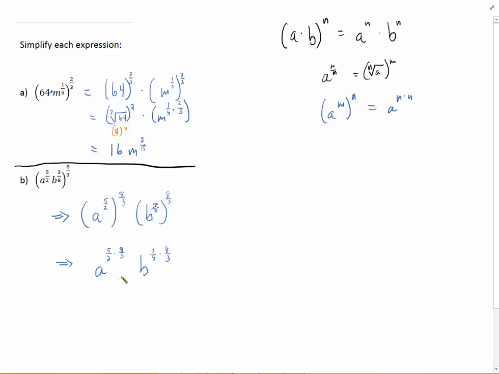And now we're just multiplying fractions. Let's see, 5 times 8, 40 over 6, that reduces to 20 over 3. So this is the same as a to the 20 over 3. Let's see, b to the 3 times 8 is 24. 8 times 3 is 24. So 24 over 24 is 1. We don't write the exponent 1, so it's just b. A to the 20/3 times b.